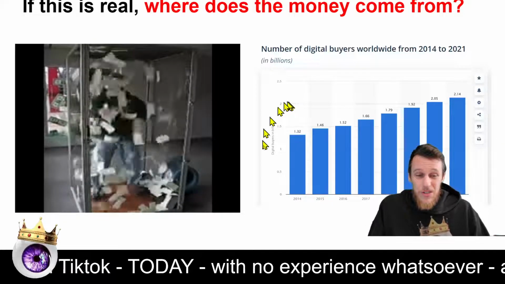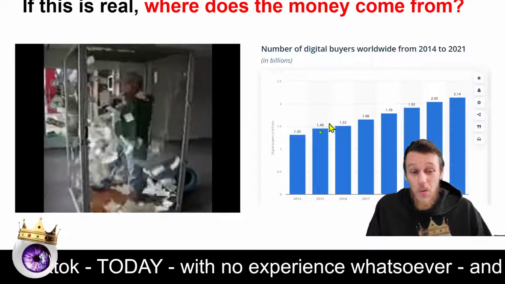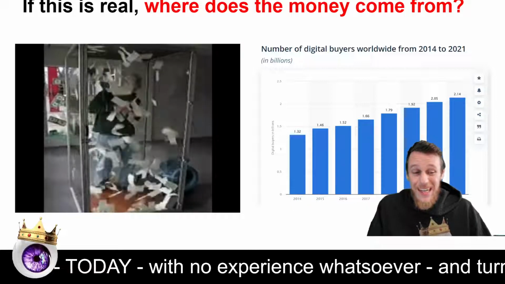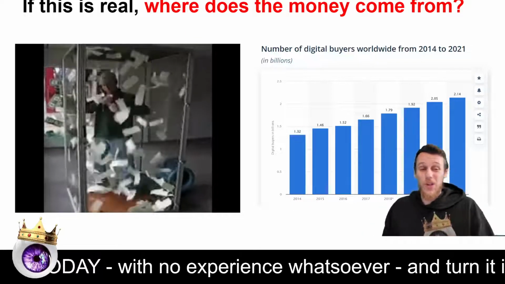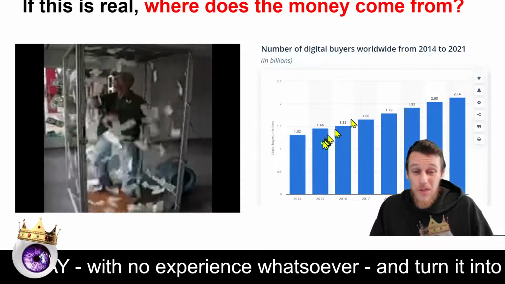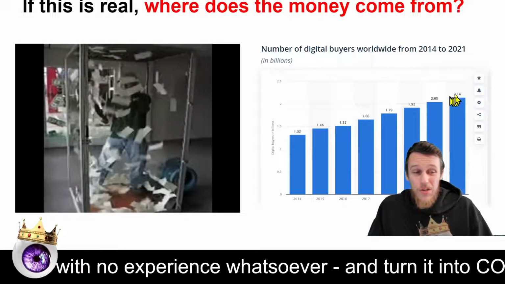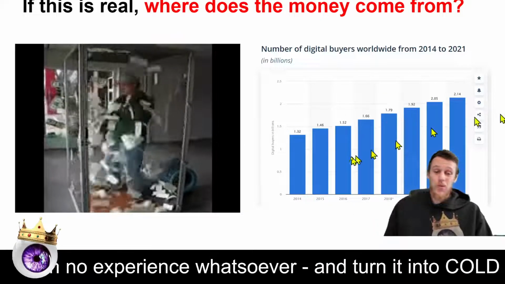So this is a chart showing the number of digital buyers worldwide, but from 2014 until 2021, last year, right? And it's almost doubled, going from 1.3 to 2.1. So almost doubled in a few years.